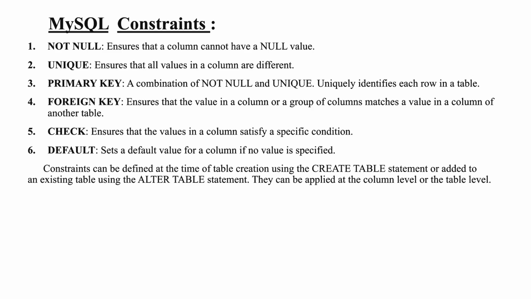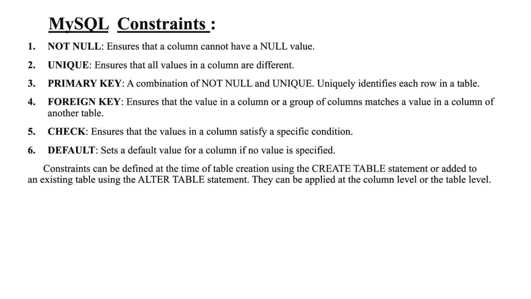So constraint means rules. We apply constraints on a table. The types of constraints are not null, unique, primary key, foreign key, check and default. In the previous session we already discussed not null and unique constraint. Not null constraint ensures that a column cannot have null value. Unique constraint ensures that all values in a column are different.